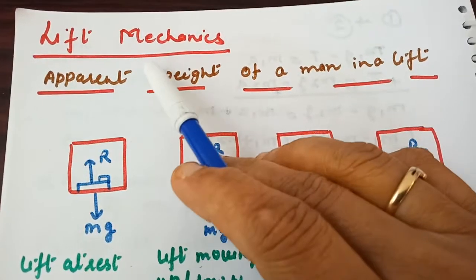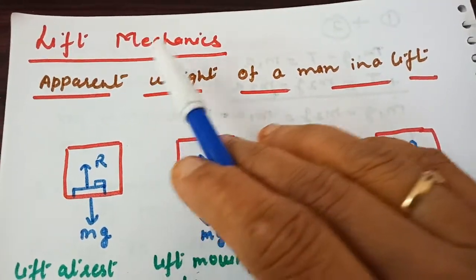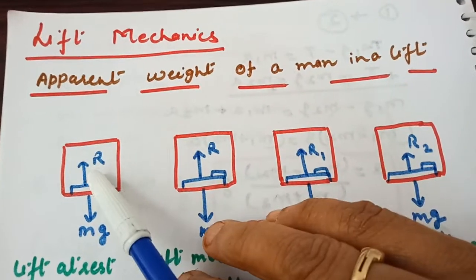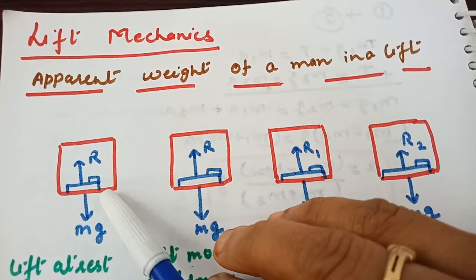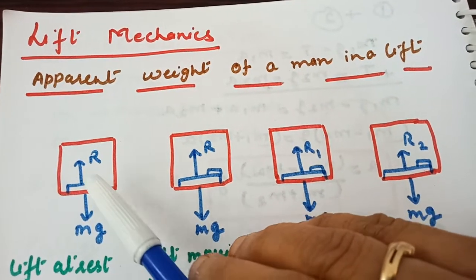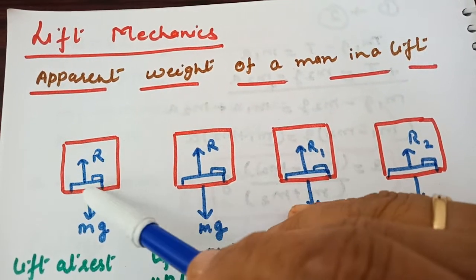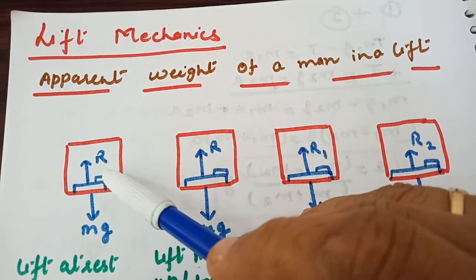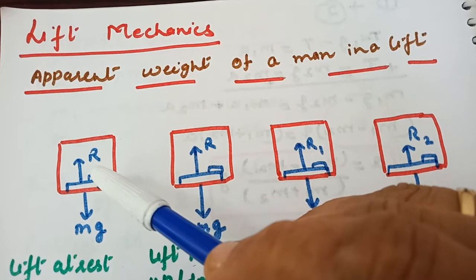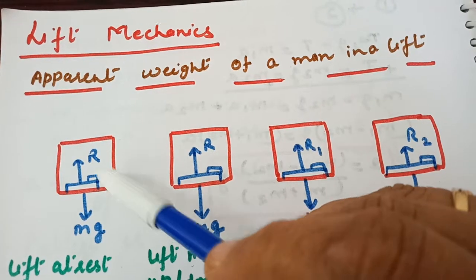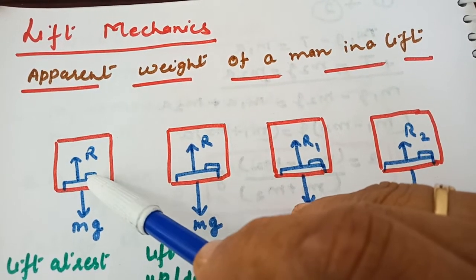The topic of lift mechanics. In lift mechanics, how will you calculate the weight of a person standing on a weighing machine? So, if a person is standing on a weighing machine in a lift, or moving through an elevator, what will be the apparent weight?